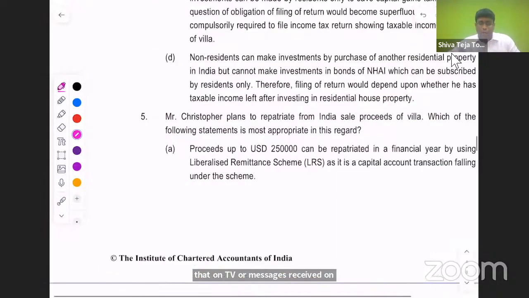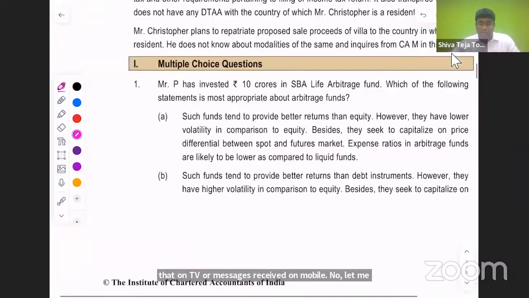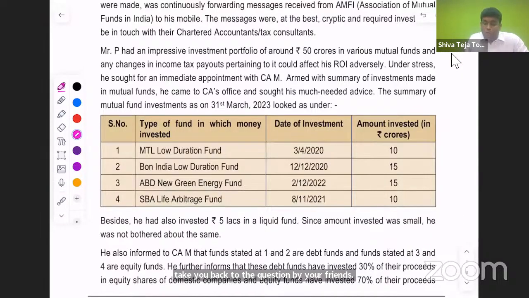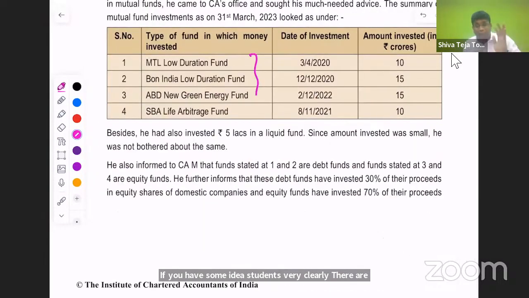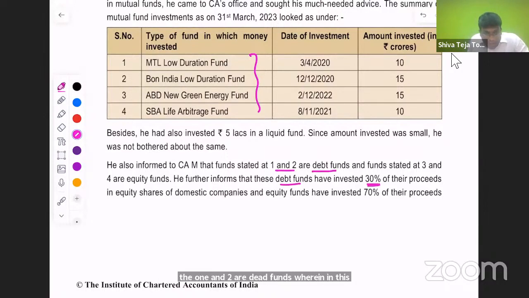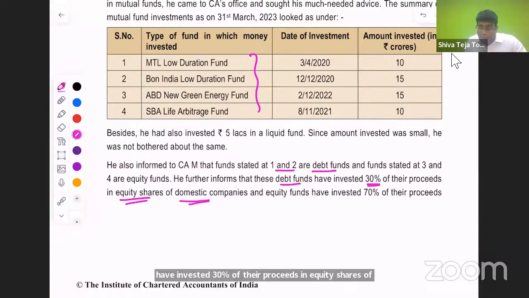Now, let me take you back to the question, my dear friends. If you observe, my dear students, very clearly, there are 4 types of funds that have been given. And of those 4 funds, the 1 and 2 are debt funds, which have invested 30% of their proceeds in equity shares of domestic companies. And 3 and 4 are equity funds, which invested 70% of their proceeds.